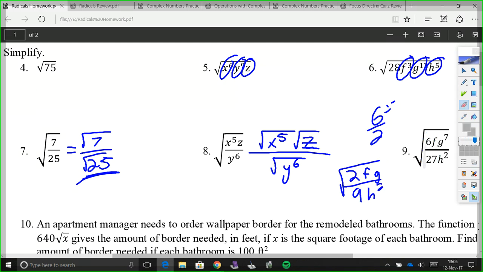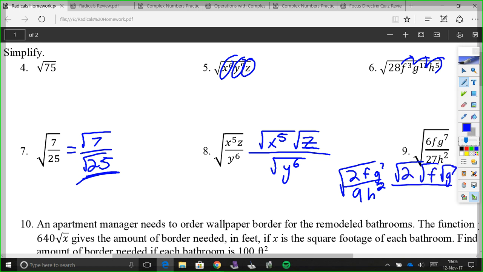Oh man, a little bit too much there. G to the 7th, and then h squared. All right. And then, again, you can break everything up. The square root of 2, the square root of f, the square root of g to the 7th, over the square root of 9, square root of h squared. And just do all those pieces individually.